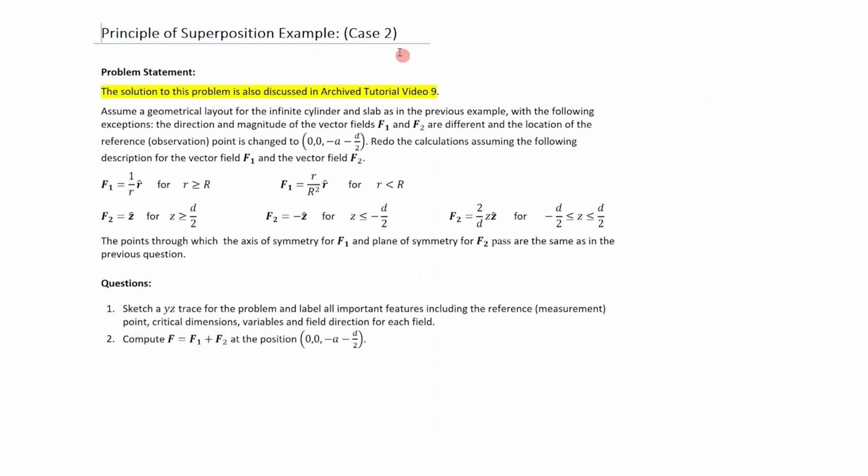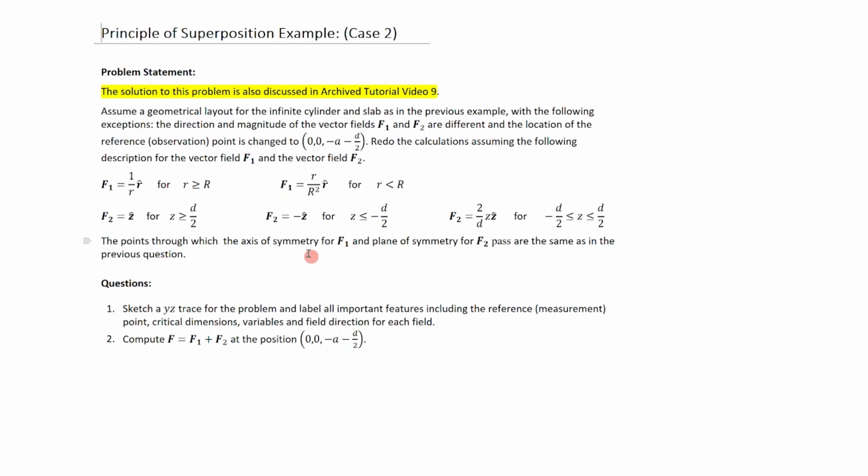Okay, so let's do case 2. This one actually is discussed in archive tutorial video 9, if you want to look at it. In this case, we assume a geometrical layout for this infinite cylinder and slab, as in the previous example, with the following exceptions. The direction and magnitude of the vector fields F1 and F2 are different, and the location of the reference point, what we called the observation point, has been changed to be midway between the top and bottom face of the slab. So we're going to redo the calculations, assuming the following description of the vector field F1 and the vector field F2. Notice here it's a radial field, and in this case, it's a field that is pointing perpendicular to the slab, both on the top and on the bottom.